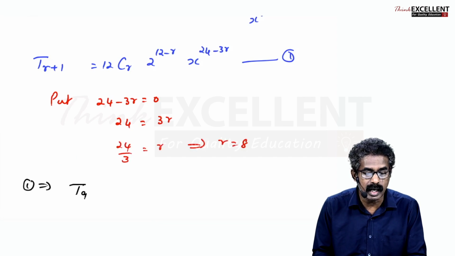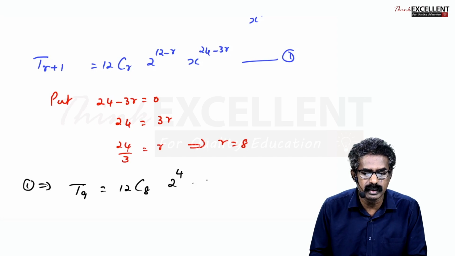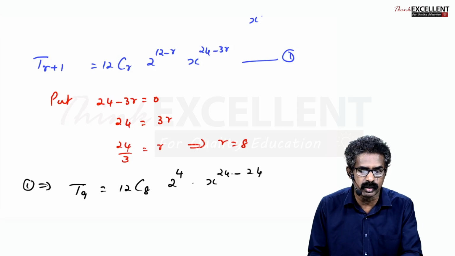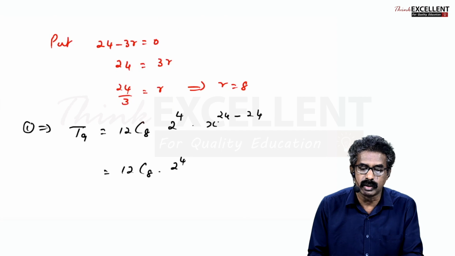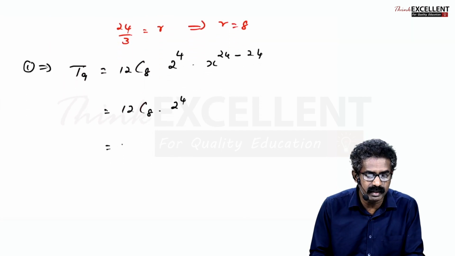T9 is equal to, r is 8. So T9 is equal to 12C8, 2 raised to 12 minus 8 is 4, into x raised to 24 minus 8 threes are 24, right? You must get 0. Any number raised to 0 is 1. So 12C8 into 2 raised to 4. This is your answer, can be simplified.